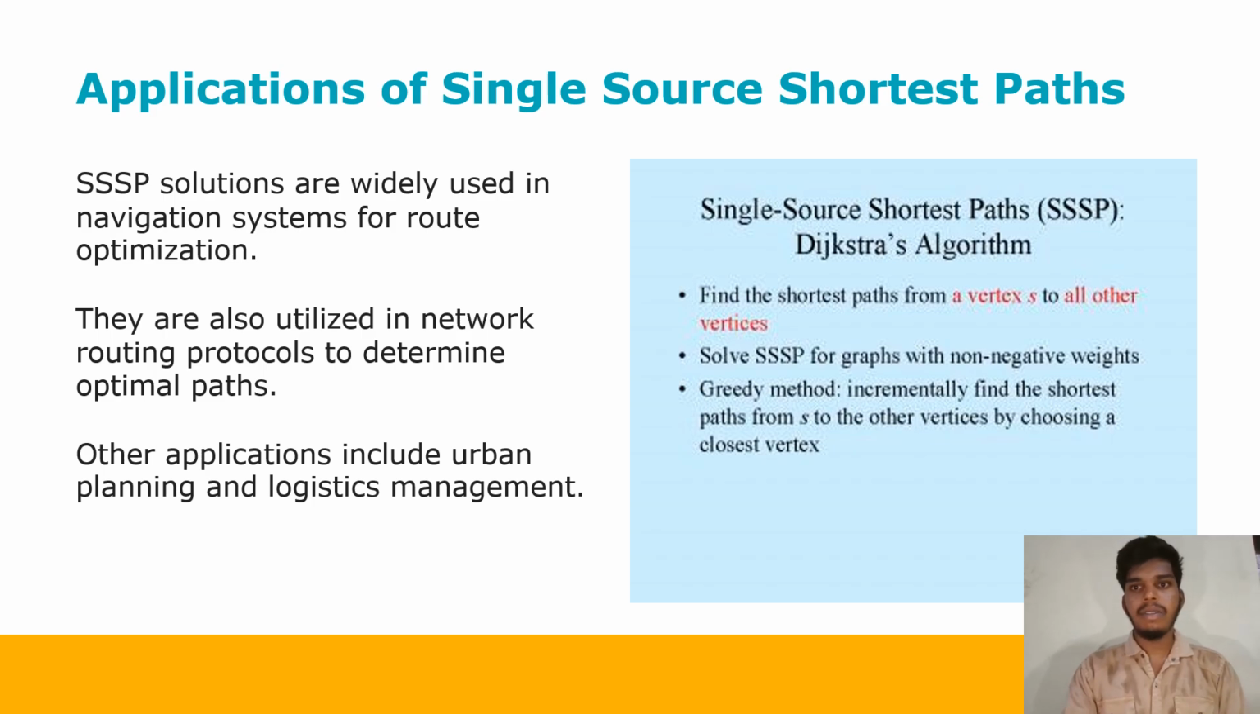Applications of single source shortest paths. Single source shortest path solutions are widely used in navigation systems for route optimization. They are also utilized in network routing protocols to determine optimal paths. Other applications include urban planning and logistics management.